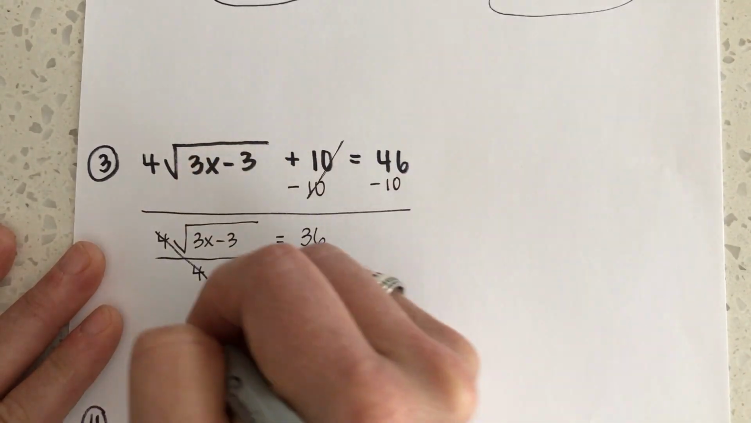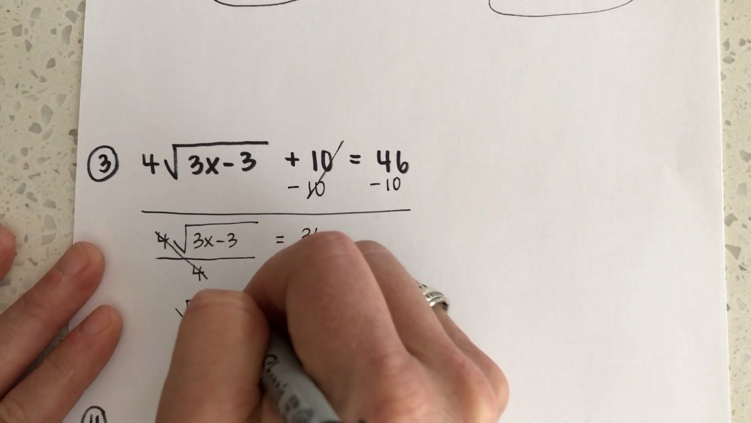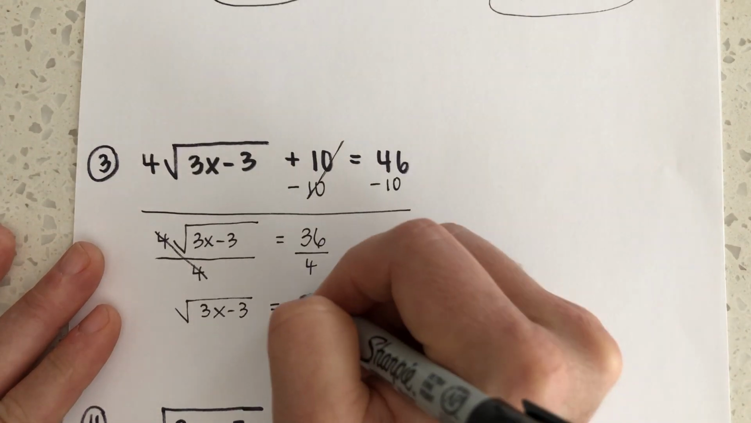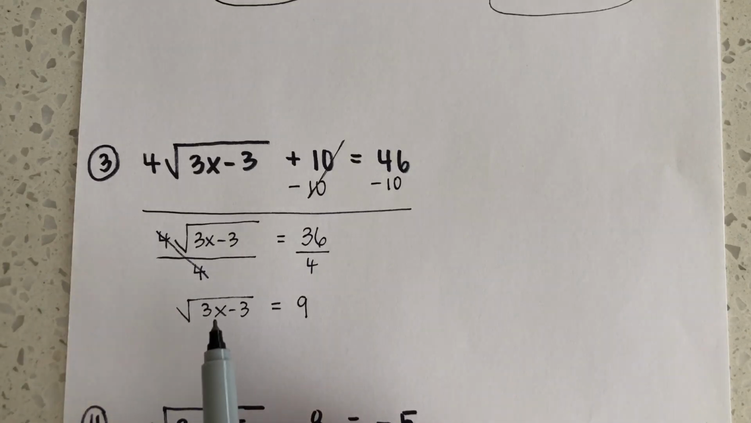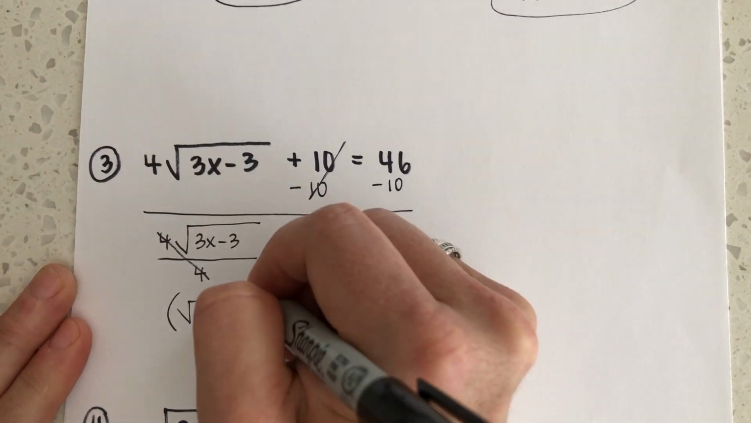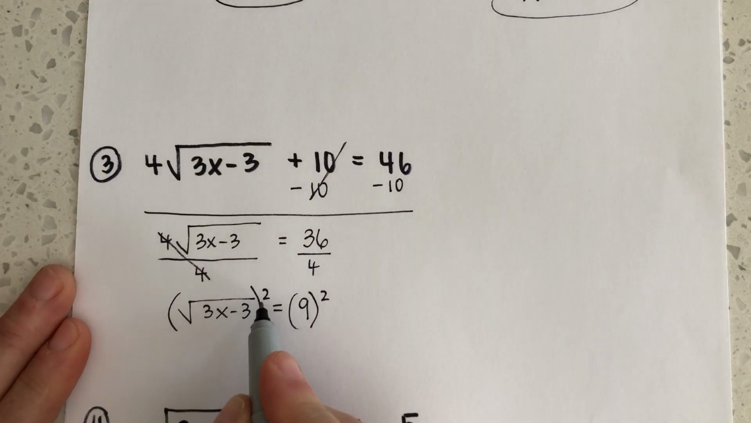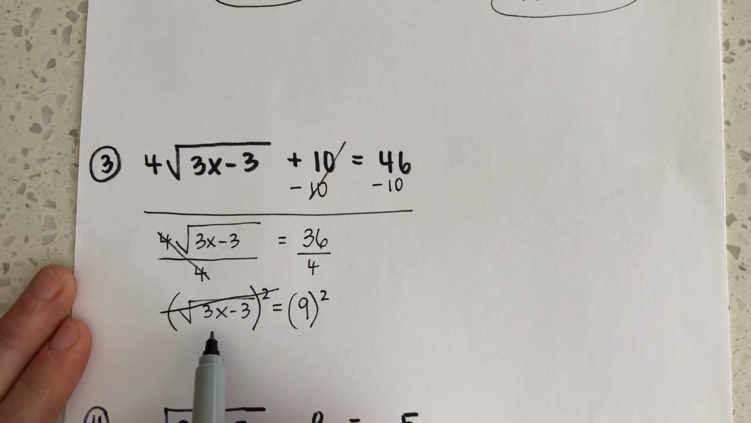All right, so that's going to leave us with the square root of 3x minus 3 equals, what's 36 divided by 4? 9. Okay, now, if you notice, the radical is alone. So now, what power do I need to get rid of this square root? I need a power of 2. So now, I can square both sides. All right, so what does this square do to that square root? It cancels it, and I'm left with 3x minus 3.